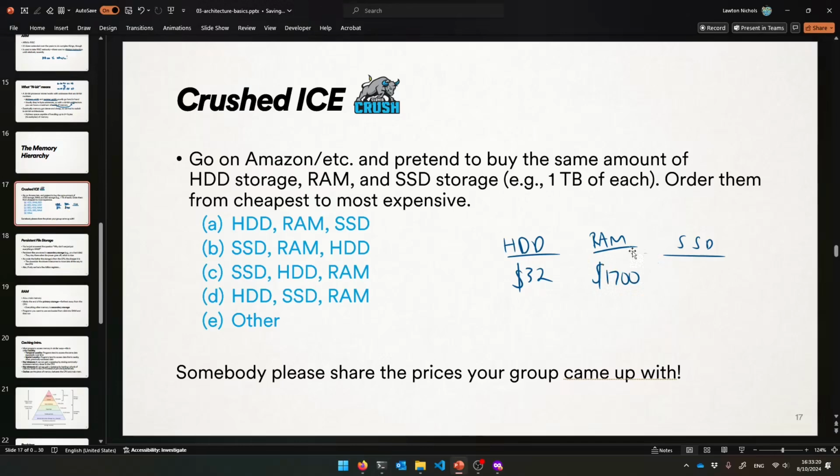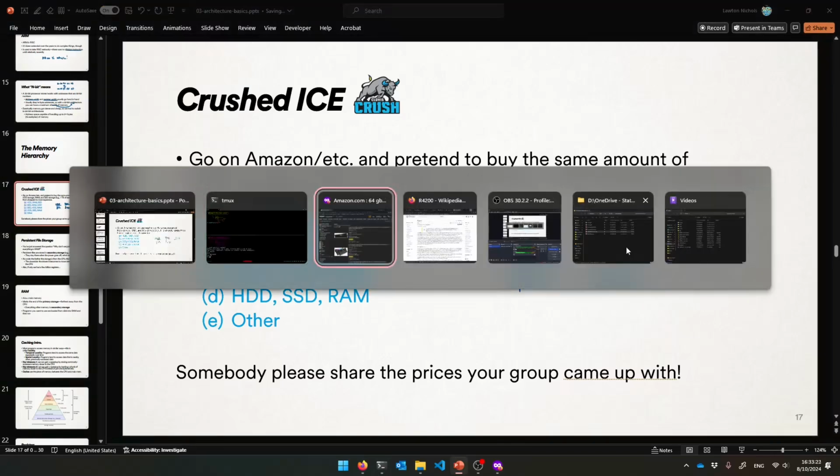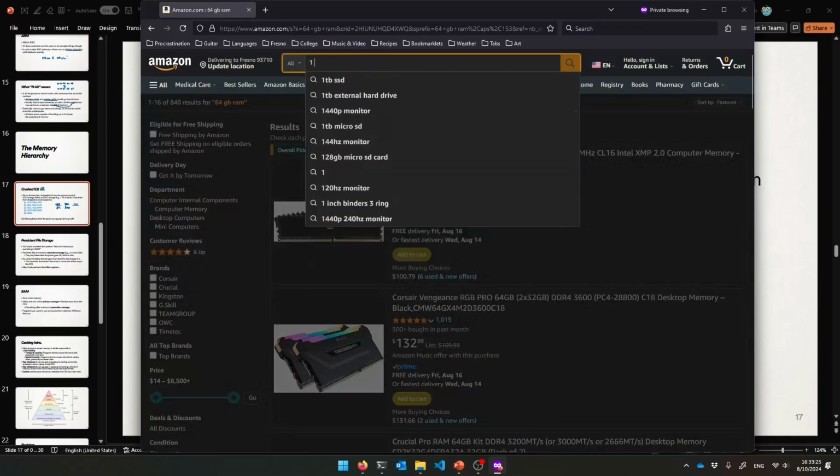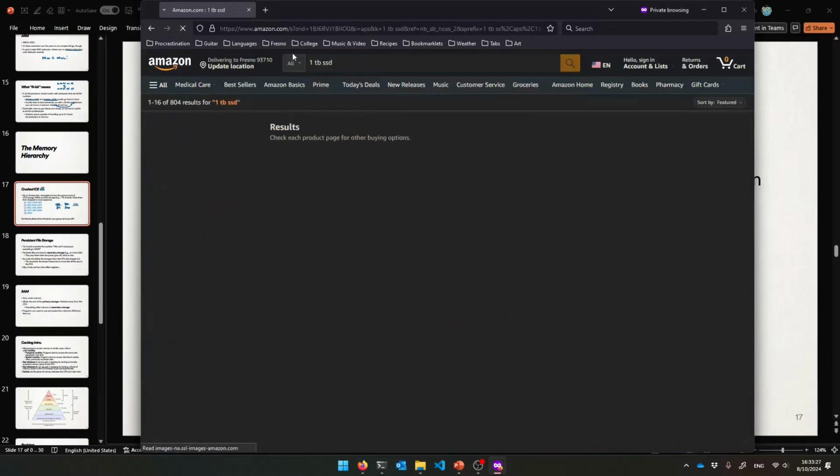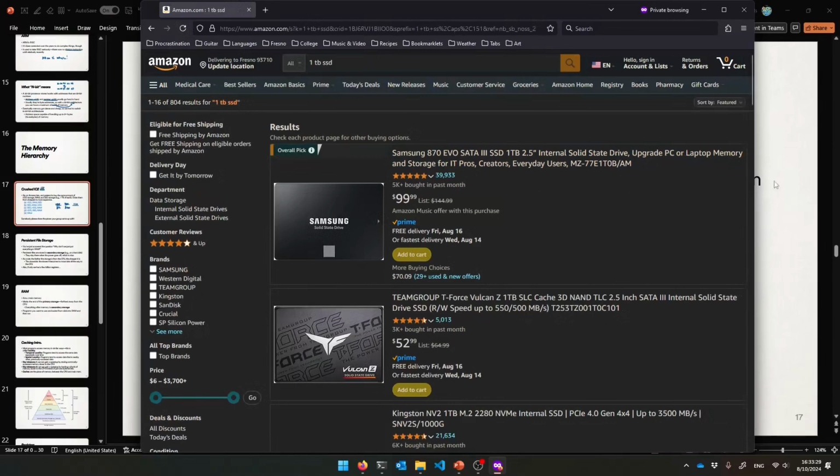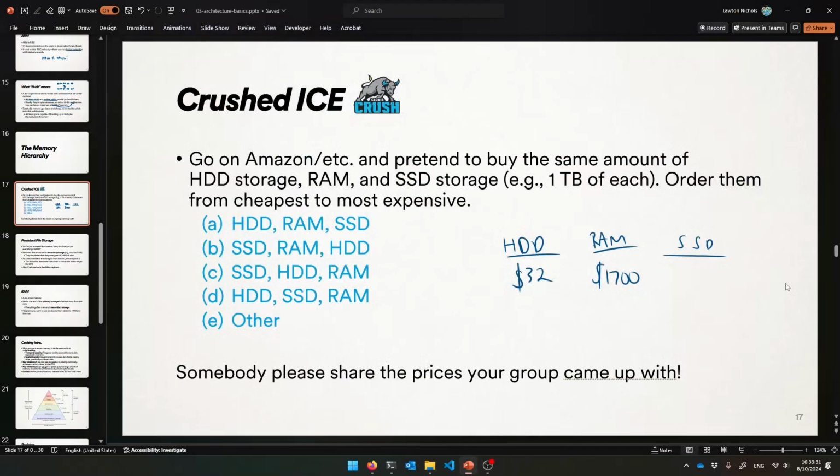for 1 terabyte of RAM, and then for an SSD, 1 terabyte is about $100. Okay. Do you see why we have a separation here? I'm sure you could find it cheaper at different places, but the order is, without a doubt, cheapest to most expensive is this one. It's D. D is the only answer here.